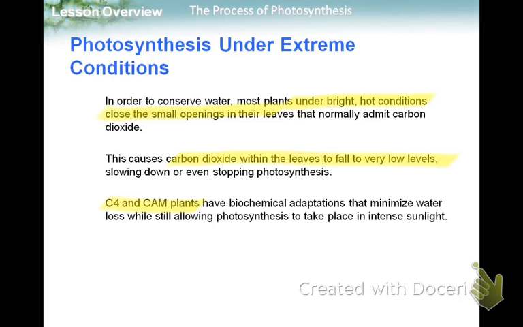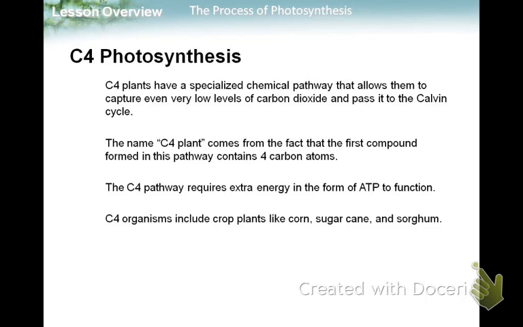C4 and CAM plants have biochemical adaptations that minimize water loss while still allowing photosynthesis to take place in really bright conditions. C4 plants have a chemical pathway that allows them to capture even very low levels of carbon dioxide and pass it to the Calvin cycle. It's called C4 because the first compound contains 4 carbon atoms. The C4 pathway requires extra energy, so more ATP, in order to function. C4 organisms include crop plants: corn, sugarcane, and sorghum.